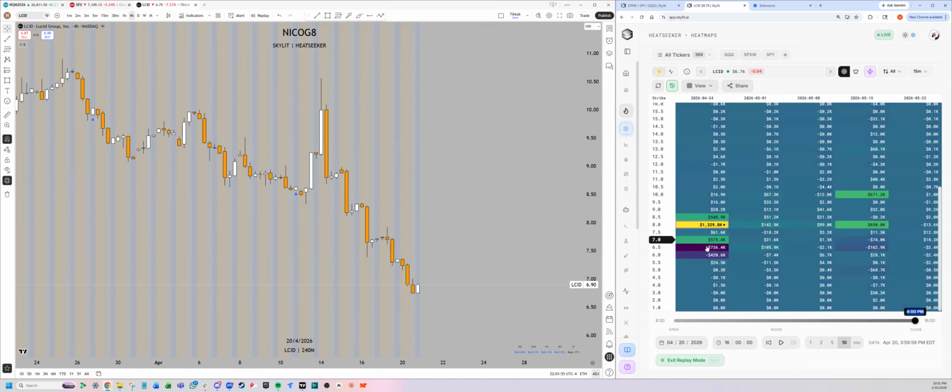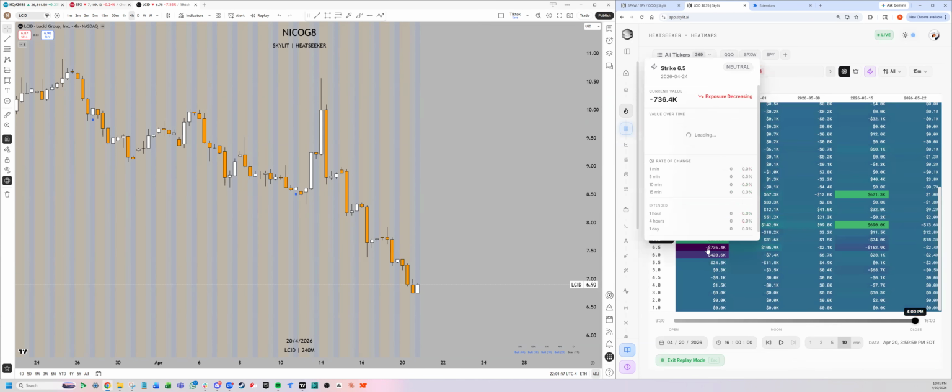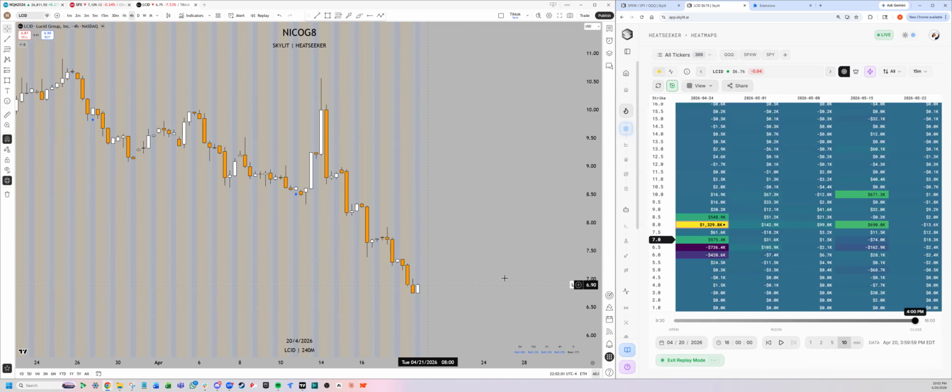I'd be pretty worried. If this 6.5 keeps growing tomorrow, I would not be looking to long Lucid. I'm pretty sketched out about it. Right now it looks like $7 can hold, but if you keep seeing the $8, 8.5 tail off and these negative nodes grow a lot, then I'd probably stay away from Lucid.